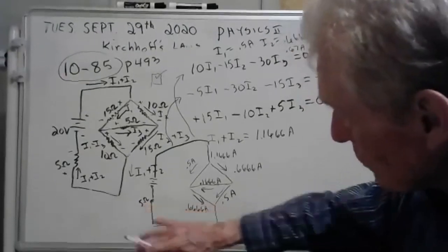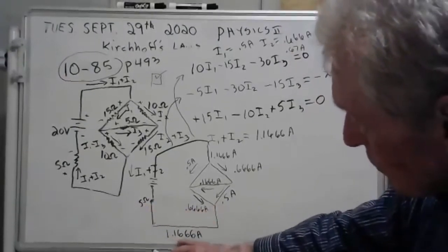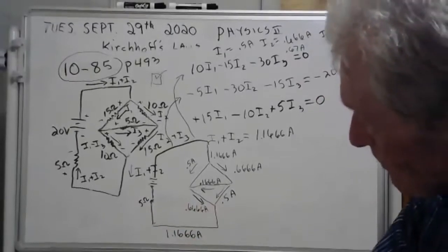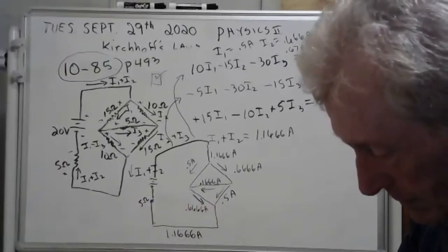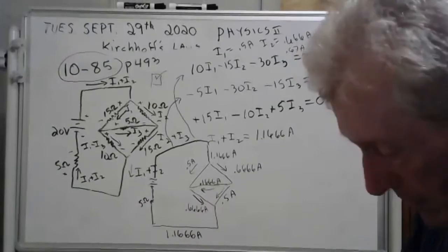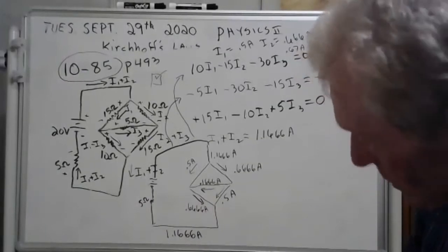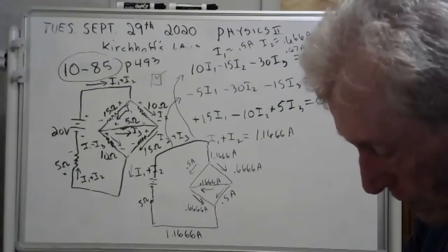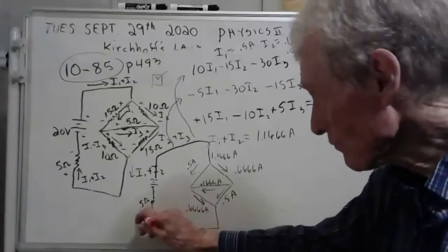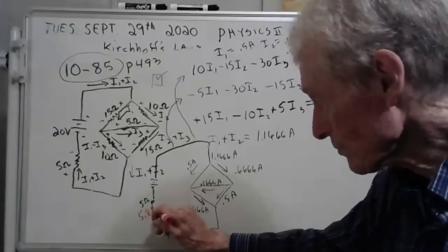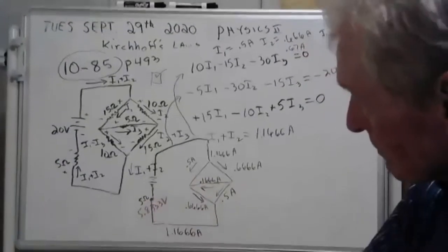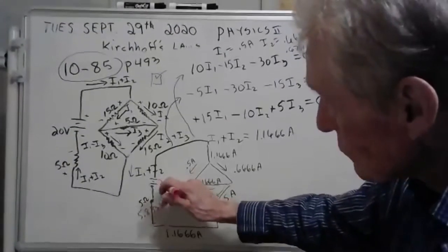If you have 5 ohms and 1.166, a whole bunch of sixes amps, what does that make you? I got 5.83. And not that I don't trust you, but let me do it myself. 5 times 1.1, a whole bunch of sixes. Yeah, that's what I'm getting. I'm getting 5.833, a whole bunch of threes, volts on that one. Now we know what this is. It's 20 volts.